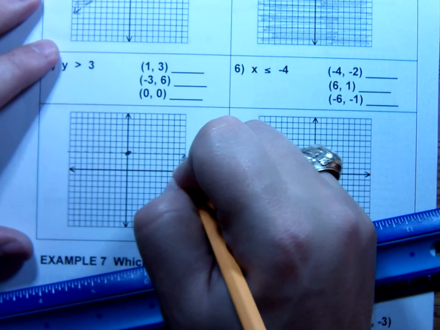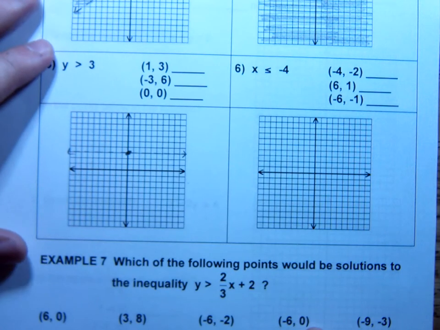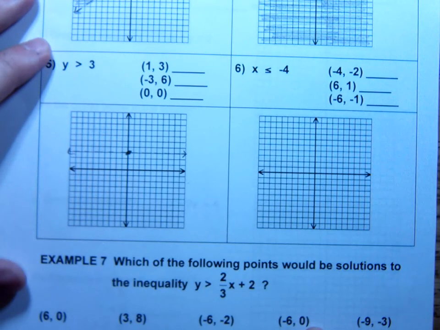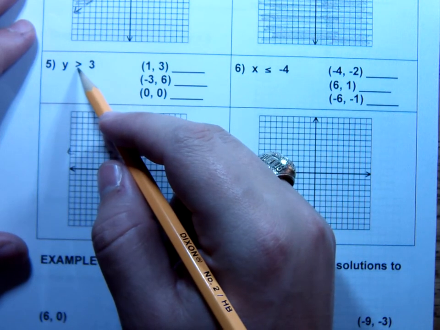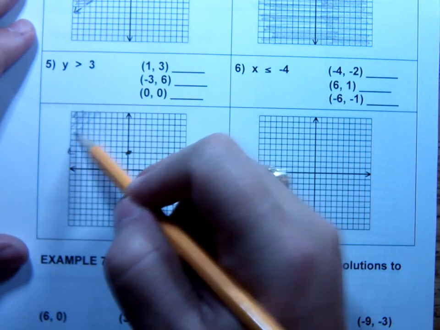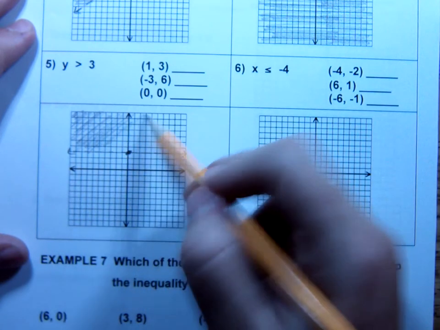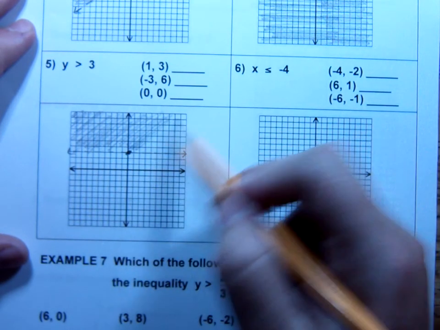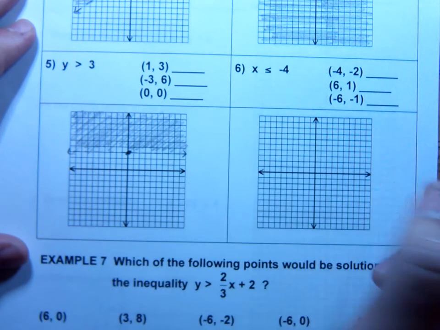It's hard to tell it's a dashed line on my picture because it kind of blends in with the other grid lines. But that is a dashed line. Now I'm shading above because it is greater than. So I'm shading above the y-intercept. Well, here's my y-intercept. Above is up here, all these. So that is my shaded inequality.